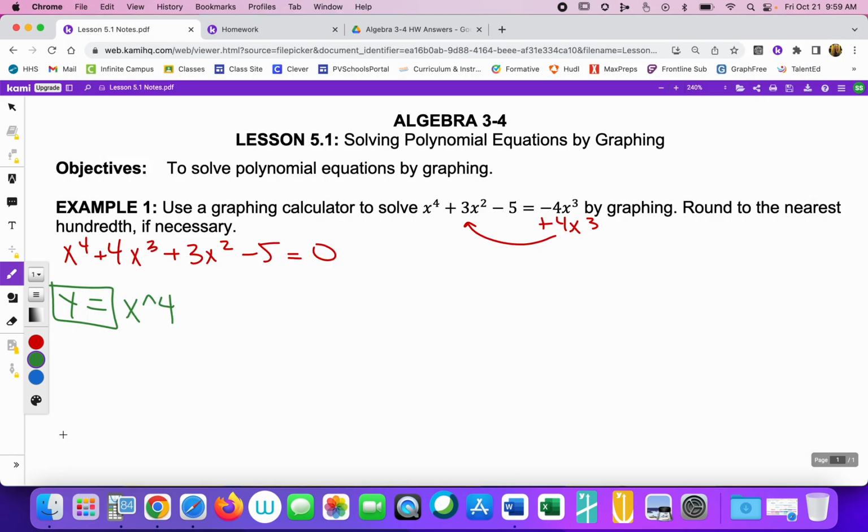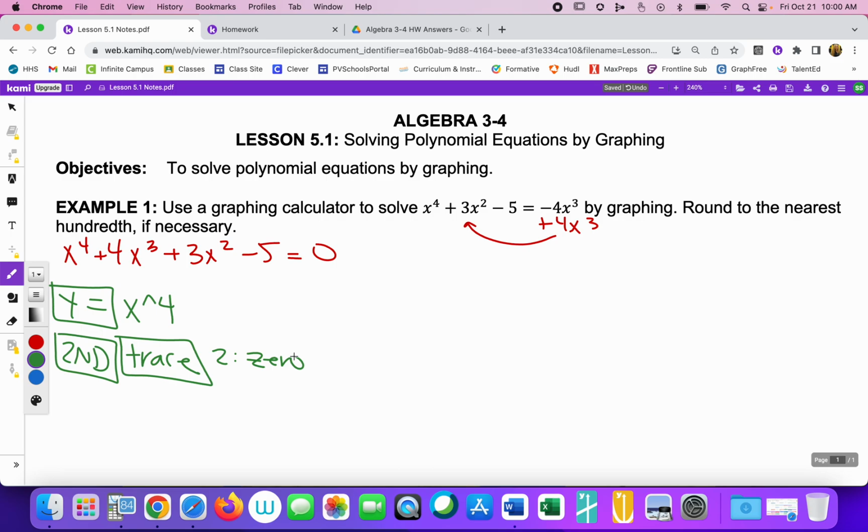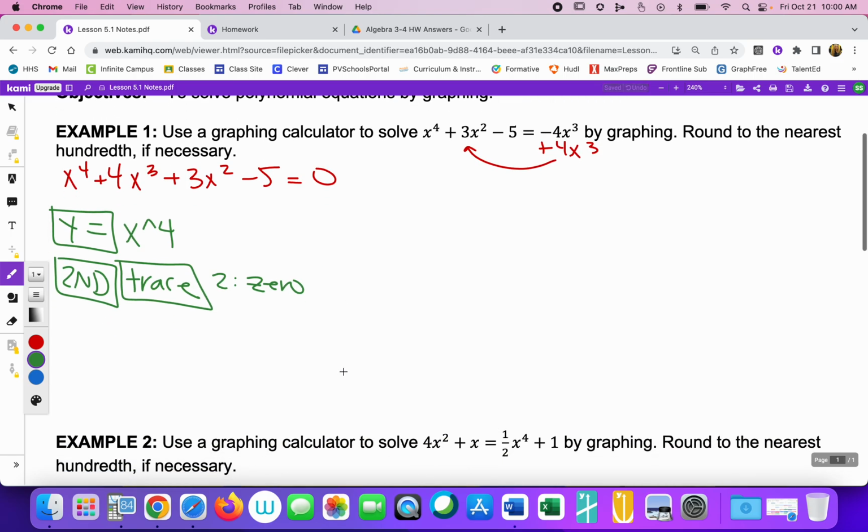Now before I continue, I'm just going to write it up here in case you need to see it. So you're going to do second trace, and then option 2, which says 0. If you think you're going to remember it, you don't have to write it down. But if you think there's a chance you may forget. Okay. You have to do it for every x-intercept, so we're going to have to do it for both on here.